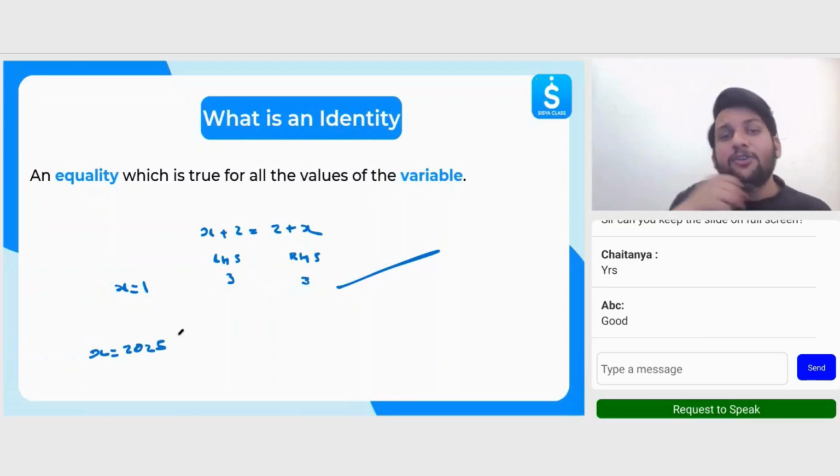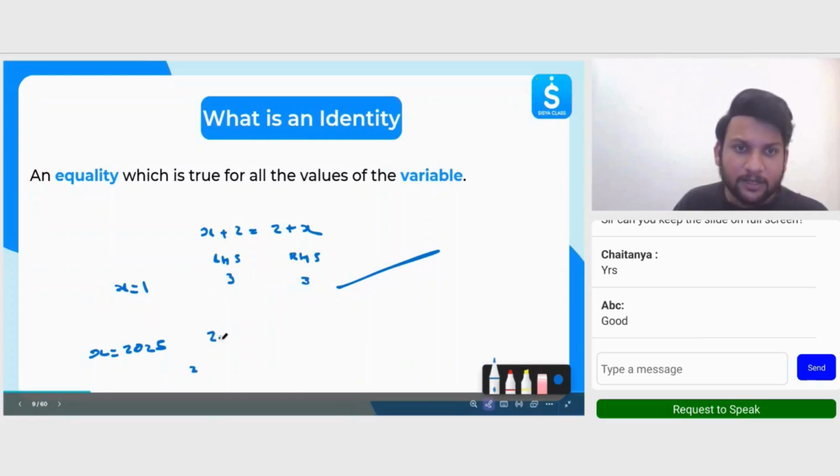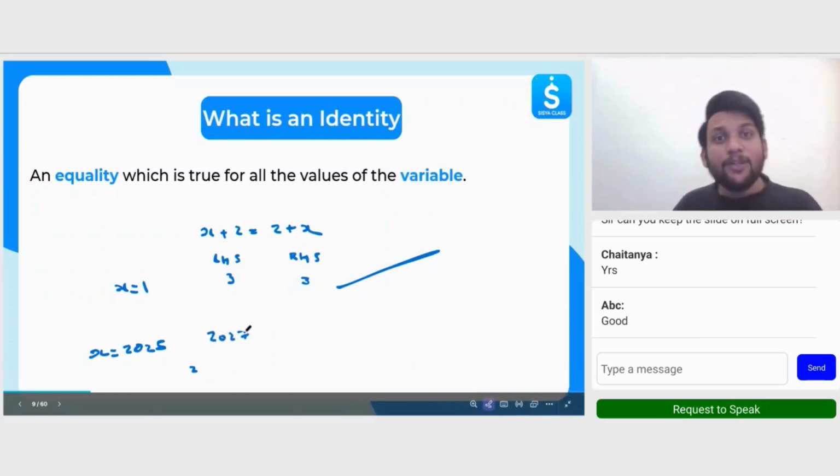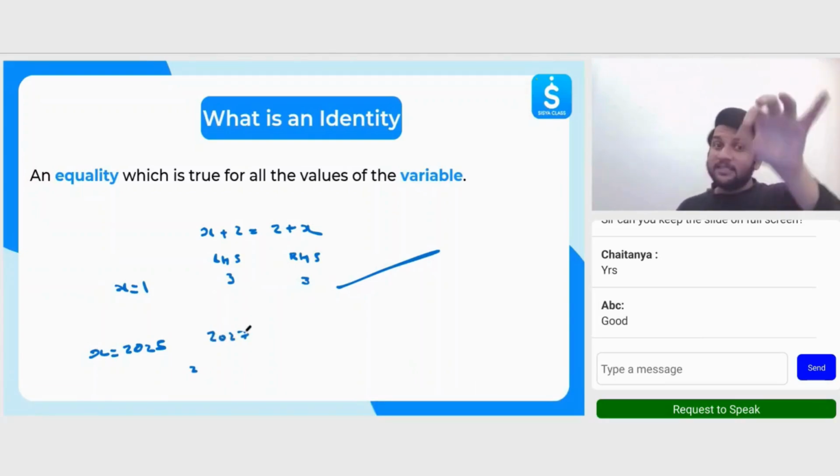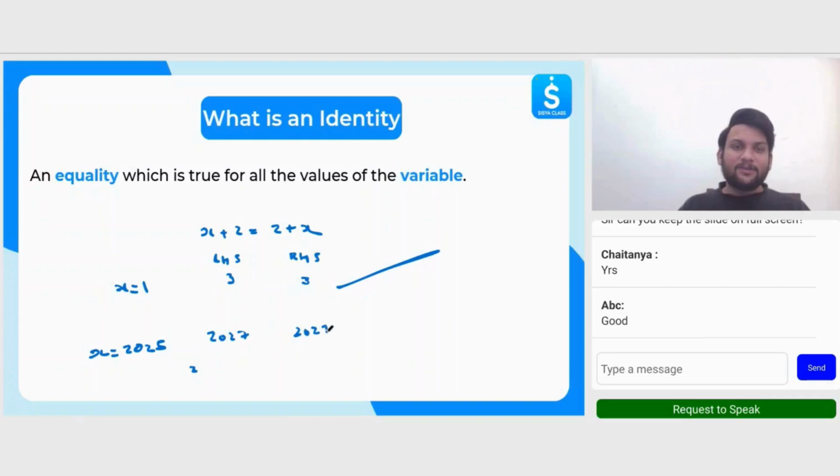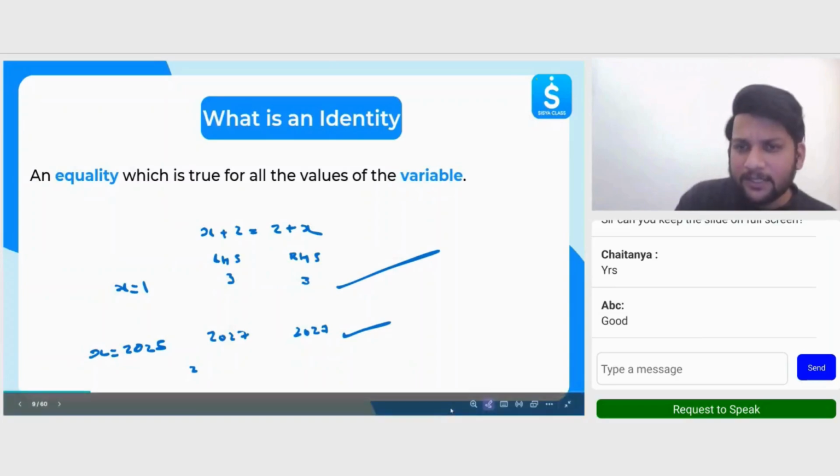If I'm putting x equals 2025 in the LHS, I will get 2025 plus 2, which is 2027. And if I'm doing the same on the RHS, this is 2 plus 2025. What will I get? Again 2027. I hope this is pretty self-explanatory. That is what an identity is. Great. Amazing. Let's do one quiz really quick.